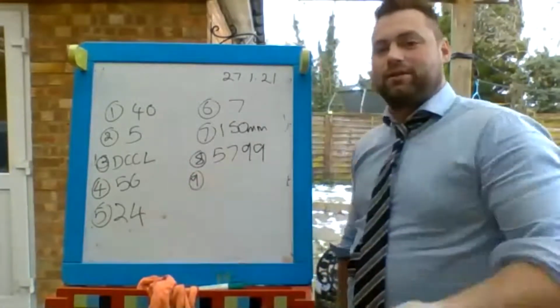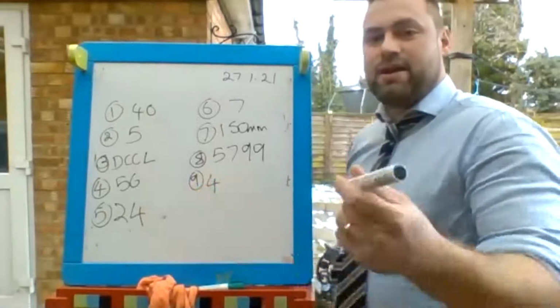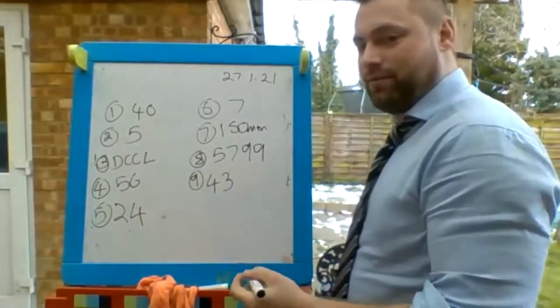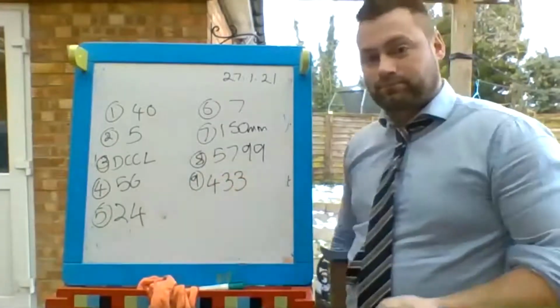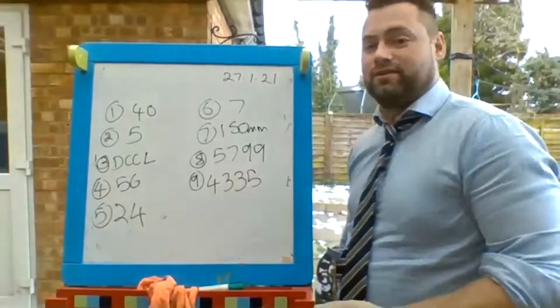For the next question, I'm going to do exactly the same. 5,000 take away 1,000 is 4,000. 600 take away 300 is 300. 90 take away 60 is 30. And 8 take away 3 is 5. So your answer is 4,335.